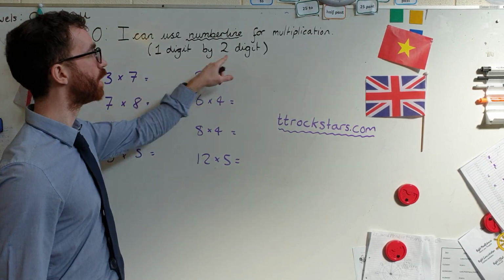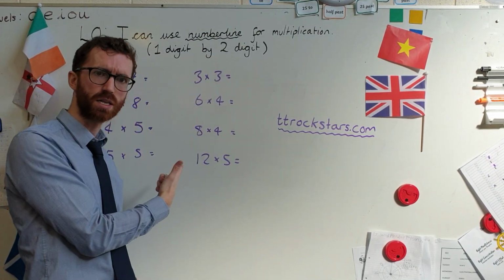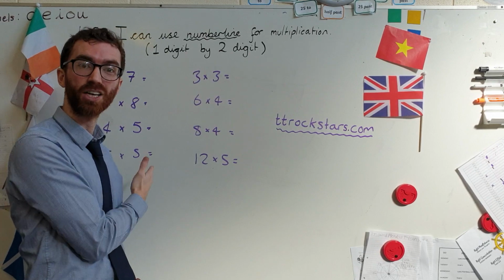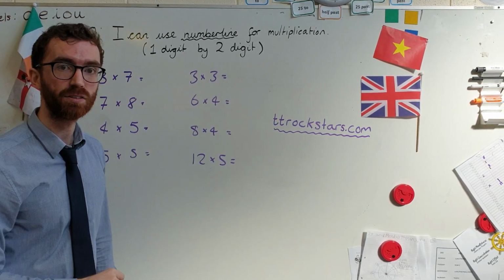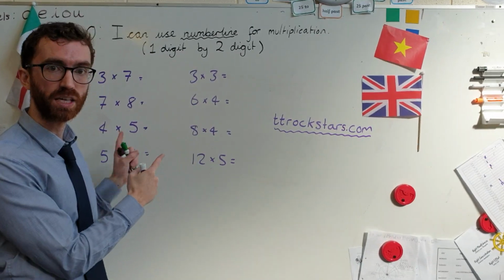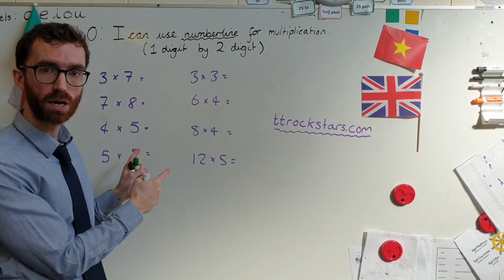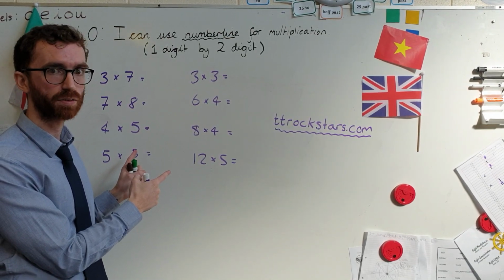But we're doing 1 digit by 2 digit numbers. I definitely don't need the number line to do any of these. What I'd like you to do is get a piece of paper and a pencil, and I want you to test yourself on these, okay? So get your pen and paper, get your pencil, pause the video and test.